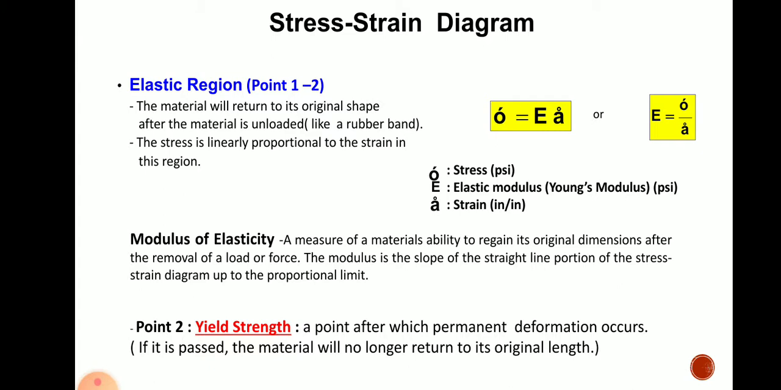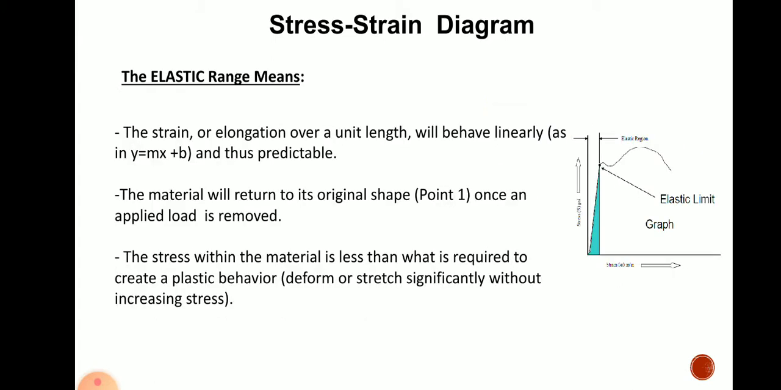So we have understood two things from this stress strain diagram or tensile test: one, modulus of elasticity, and second, yield strength. Thirdly, we can understand what the elastic range means. In a stress strain diagram, you can observe that the elongation over a unit length behaves linearly. Linearly means the equation can be y equals mx plus c, and thus it is predictable. Whatever elongation is in the material can be predicted up to that much load. If you apply a load, you can predict the elongation, and according to that you can design the component in the elastic range.